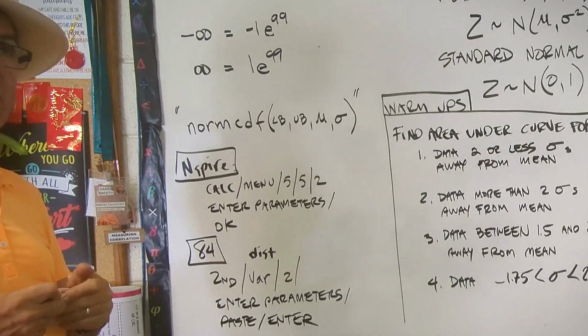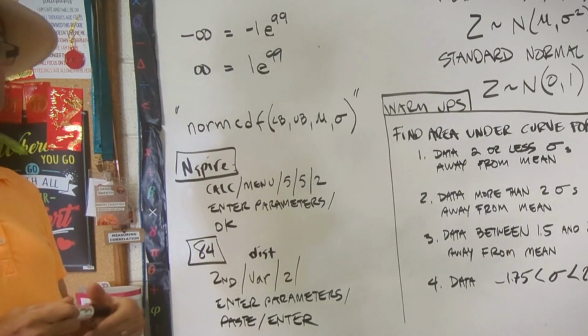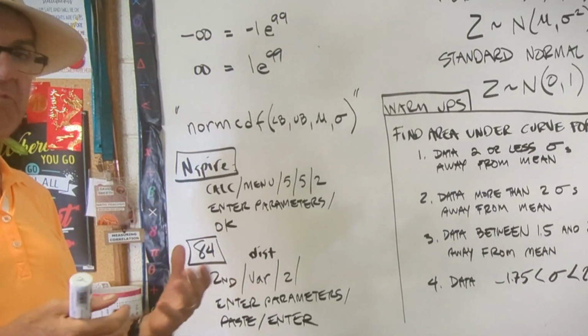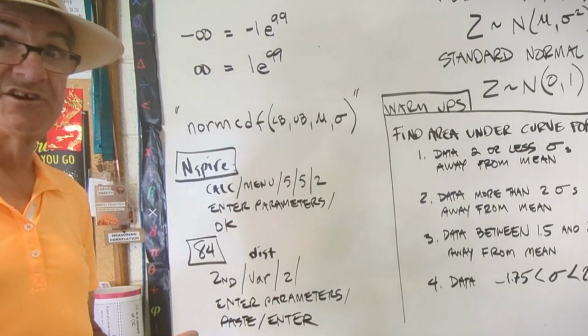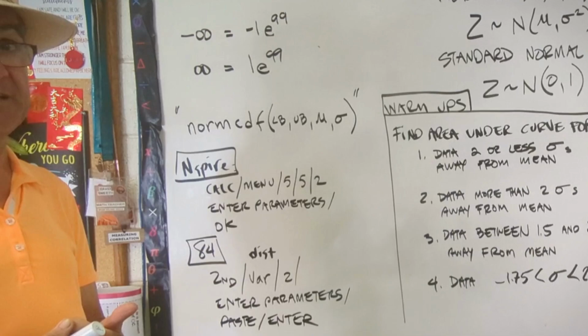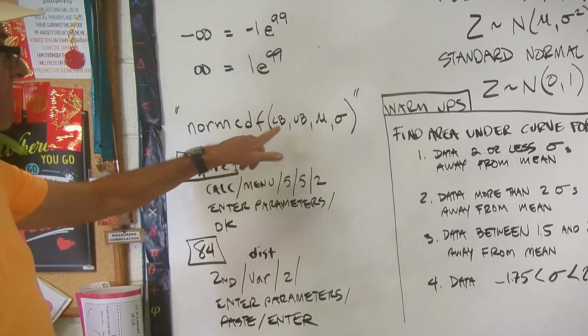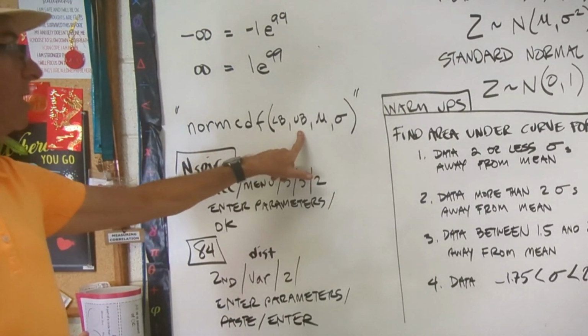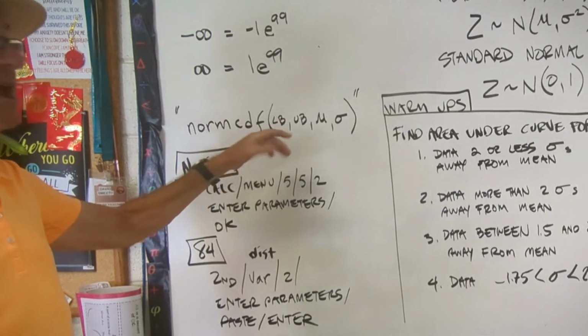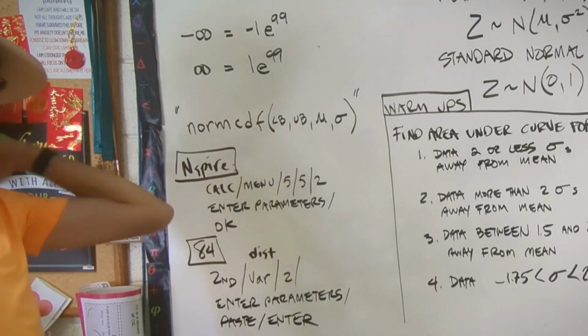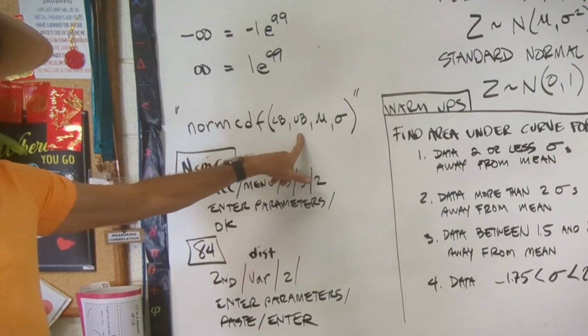Sometimes you're asked a question like, what is the probability that a data point will fall further than, say, 2 standard deviations from the mean? So what that means is your upper bound might be 2, but your lower bound is essentially negative infinity. You want everything that's further away than -2 standard deviations.